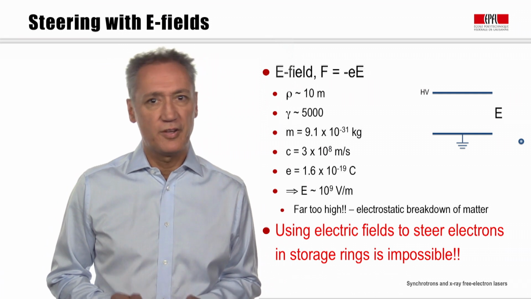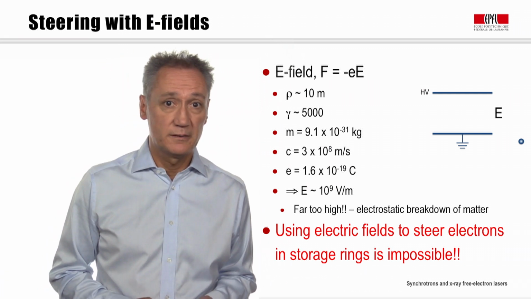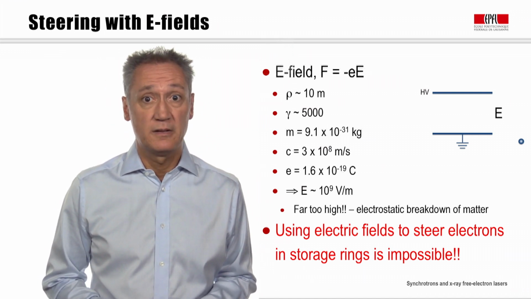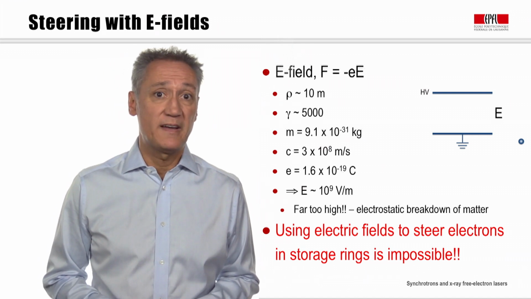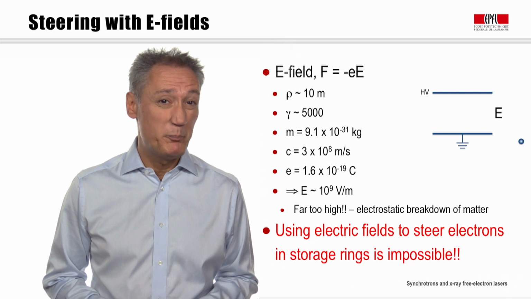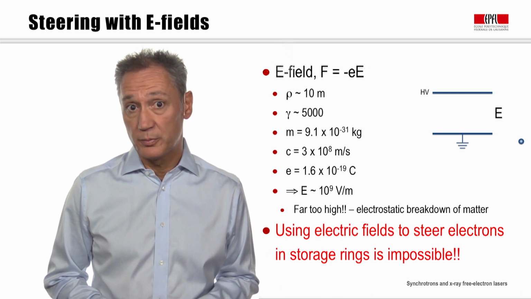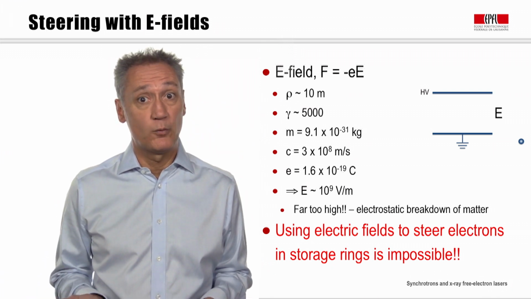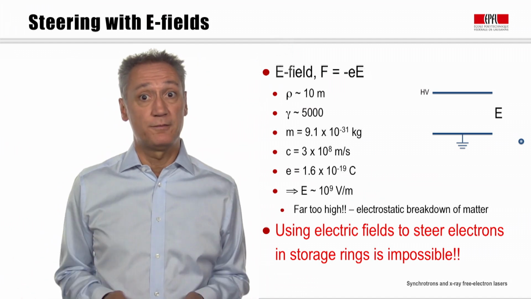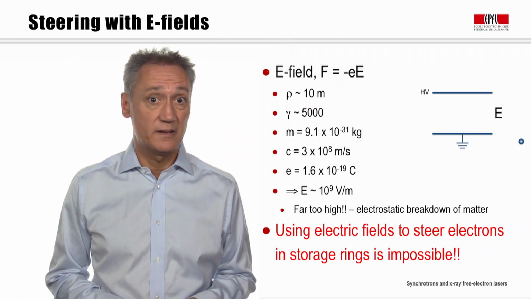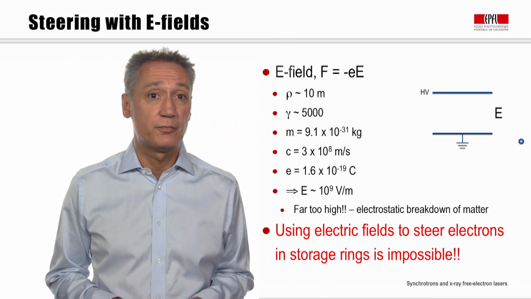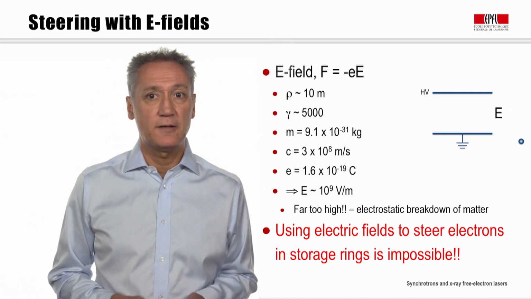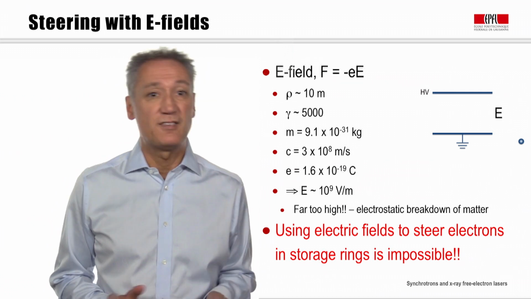Now, if one plugs typical values for ρ and γ into our force equation, and using the known values for the physical constants m, c, and e, we obtain electric field strengths which must be of the order of 1 billion volts per meter to do the required job of the centripetal acceleration. But the breakdown field strength of dry air at 1 atmosphere is approximately 3 million volts per meter, over 2 orders of magnitude weaker, while that of pure silica is up to maybe 40 megavolts per meter. So it should be clear that using electric fields as a steering mechanism is impossibly hazardous.